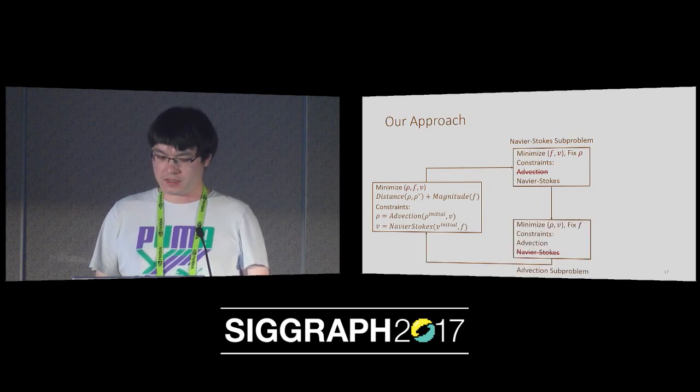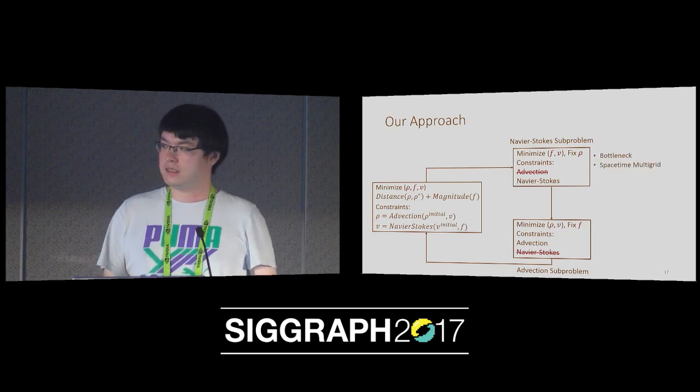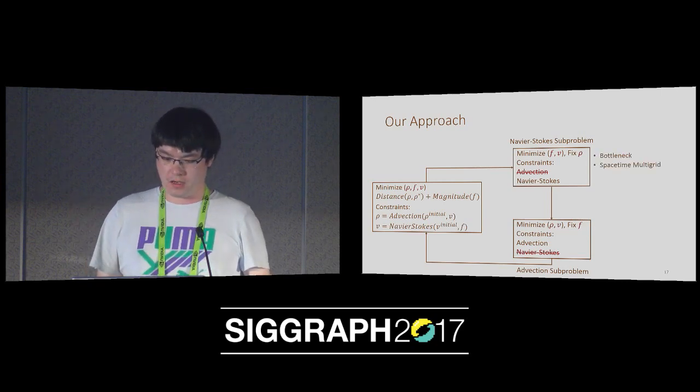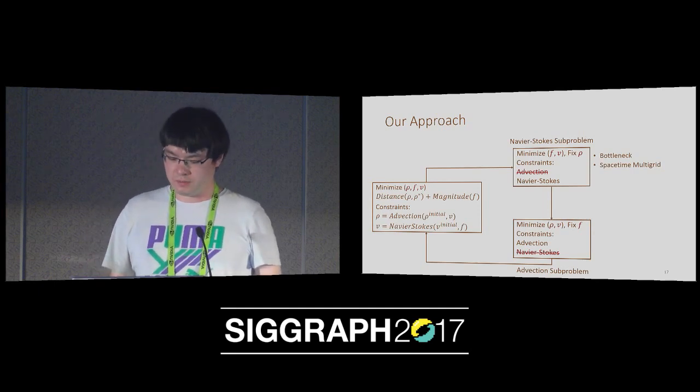Then, if we fix the control force and only update the smoke shape and velocity, then the Navier-Stokes, the true dynamics equation, is not related. We call this the advection subproblem. Of course, the bottleneck is in the first subproblem where all the dynamics happens. For this problem, we need further development.